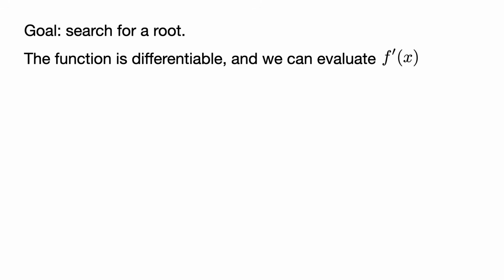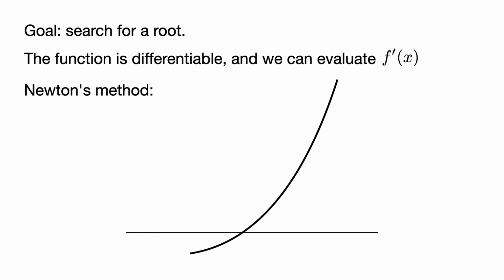Derivative descent is a way to find a local minimum. What if instead we want to search for a root? That is, we want to find a place where our function is equal to 0. And we're going to assume again that the function is differentiable and we can evaluate its derivative at any point in its domain. Let's talk about Newton's method.